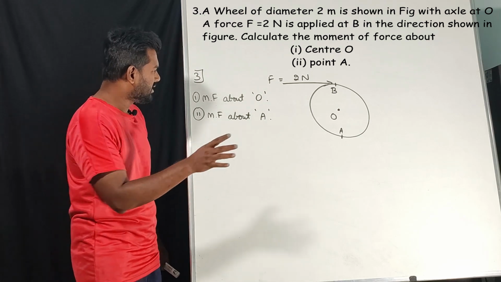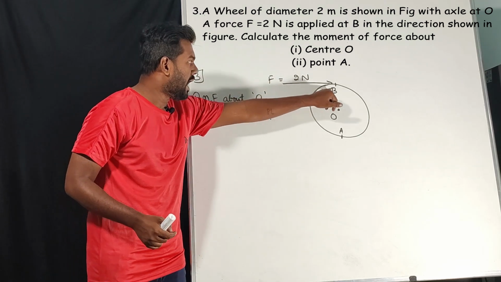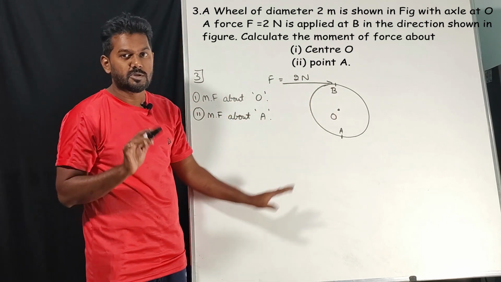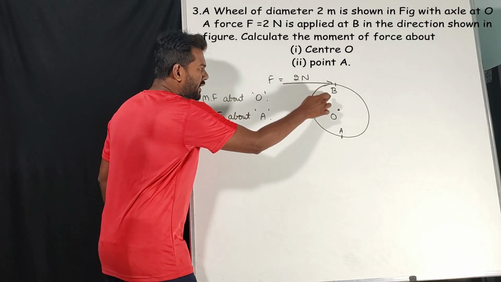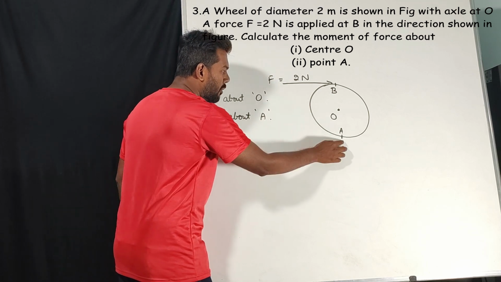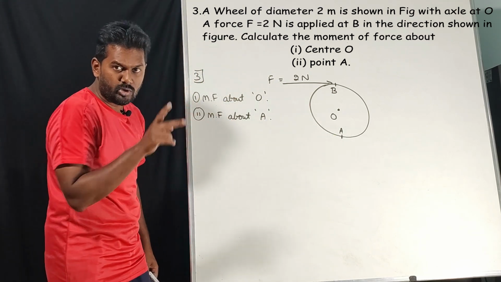That's it. Listen, first we are going to provide 2 Newton force. We are applying the force at the point B. Okay, where we are applying the force, point B. This is very much important. Okay, so they are asking moment of force about O, moment of force only at this point, then moment of force about A, moment of force about this point. So there are 2 different points.